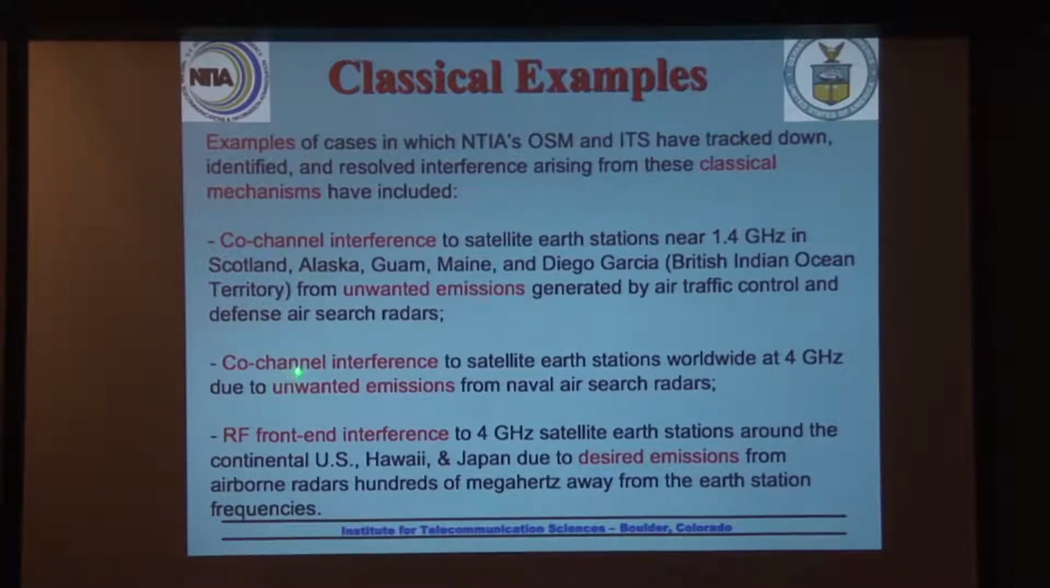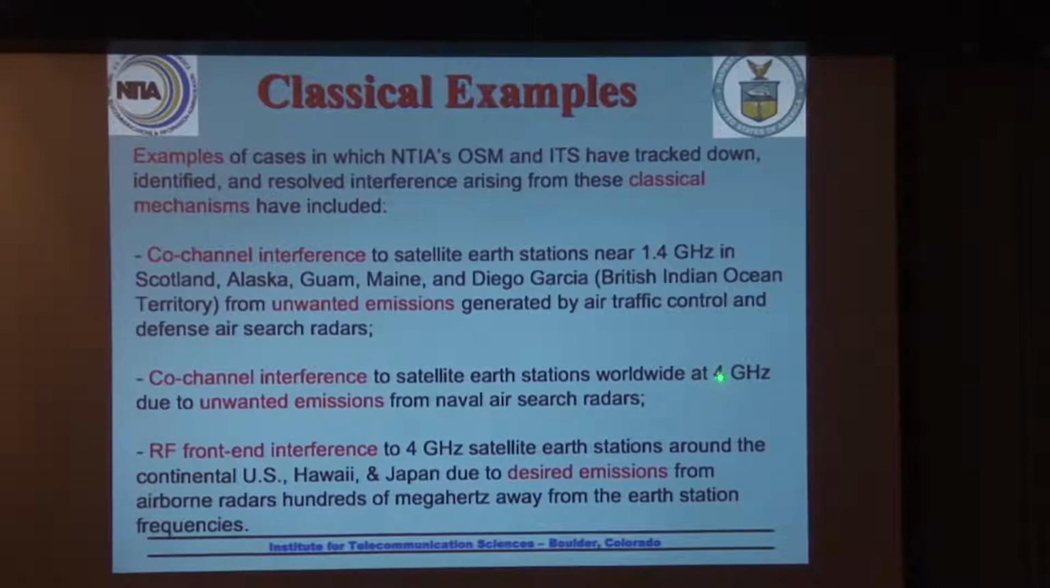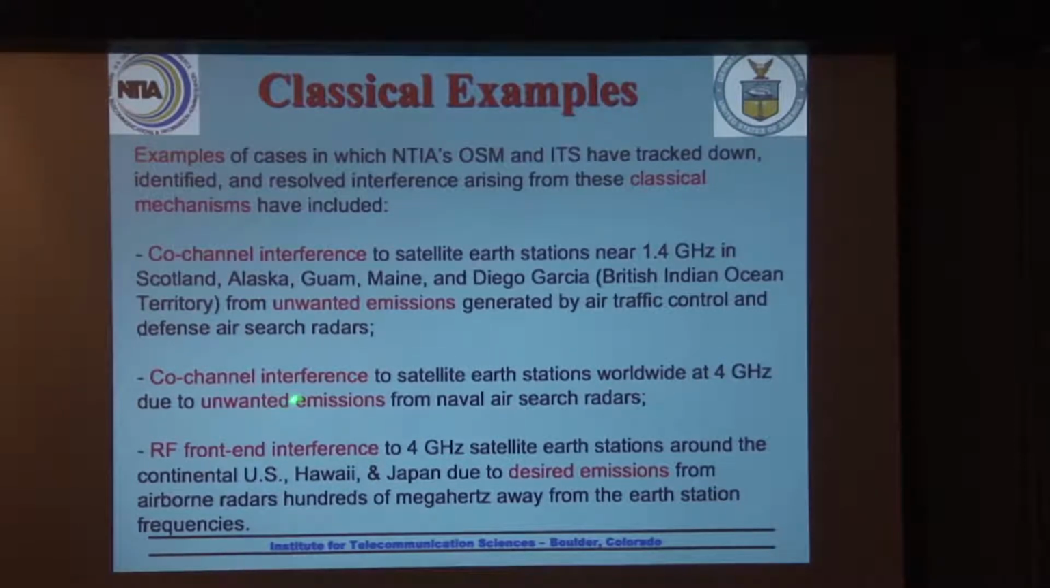We also had a problem with co-channel interference years ago into Earth stations all over the Earth at 4 gigahertz due to unwanted emissions from naval air search radars. And we worked out an arrangement where the air search radars are able to function in such a way that they are able to avoid this co-channel interference when they're operating close to the coastlines of various countries.